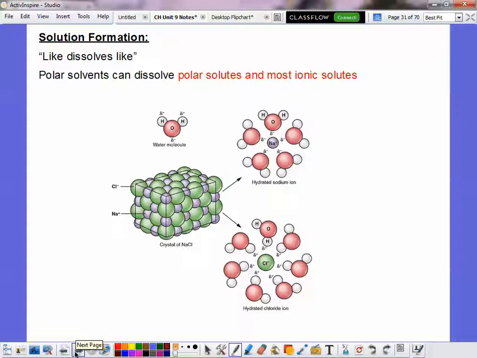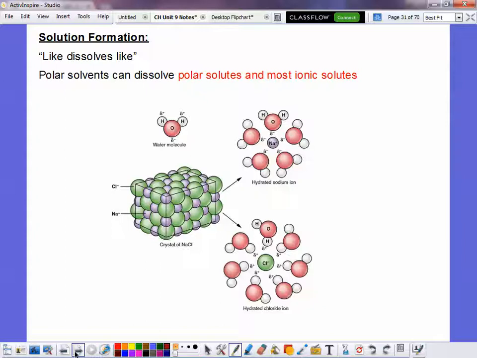Remember the phrase, like dissolves like, all right? That means two things. The first thing is that polar solvents can dissolve polar solutes and most ionic compounds. A polar solvent like water can dissolve other polar solutes and a lot of ionic compounds. All right, this diagram here is showing how sodium chloride, NaCl, is dissolving in water.